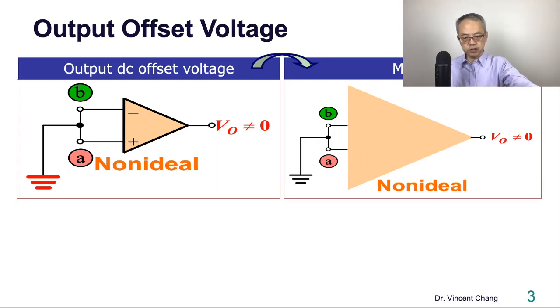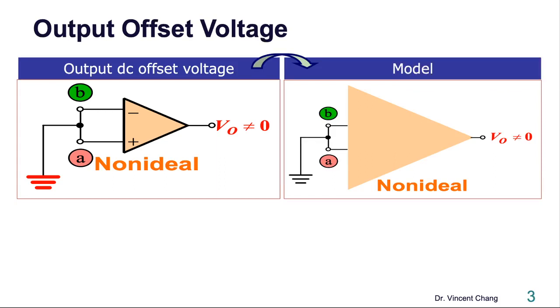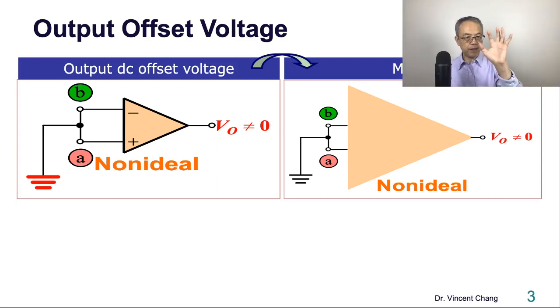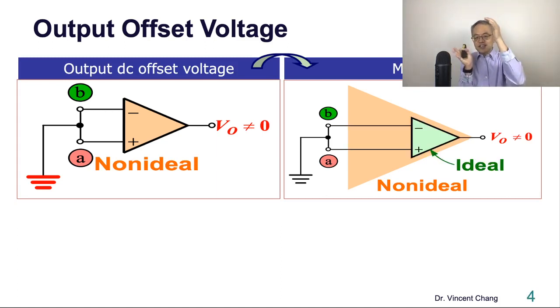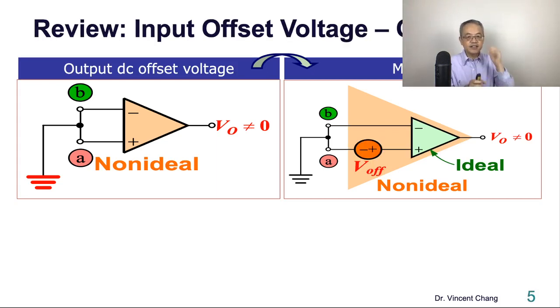The right-hand side is the model. Here's the model. You imagine the real op-amp, the non-ideal op-amp, is composed of 2 parts. Inside the non-ideal op-amp, there's an ideal op-amp with a source. That differential DC source at the input is defined as the input offset voltage.